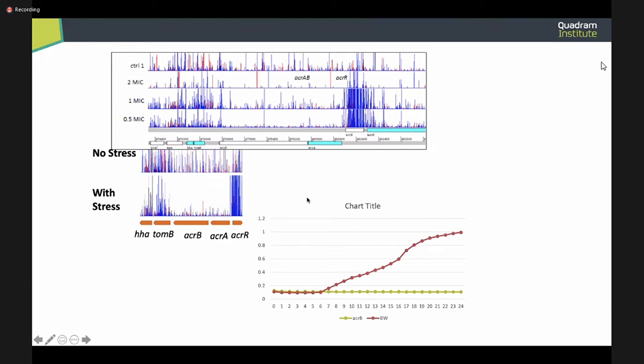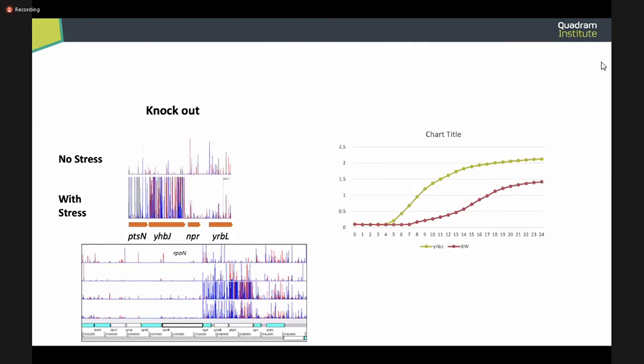And we verified this by doing growth assays in the Keio library, where we have the knockout of acrB, and we compared it with BW, the wild type. We can see that at this particular condition, the acrB mutant cannot grow, but the BW wild type is growing. So this graph validates our TraDIS data.